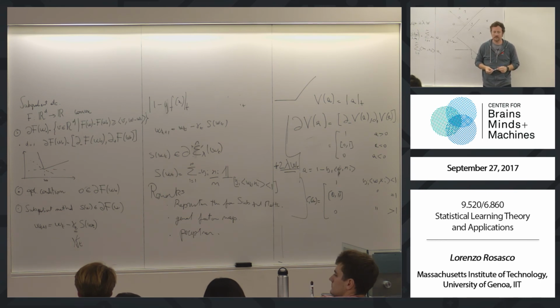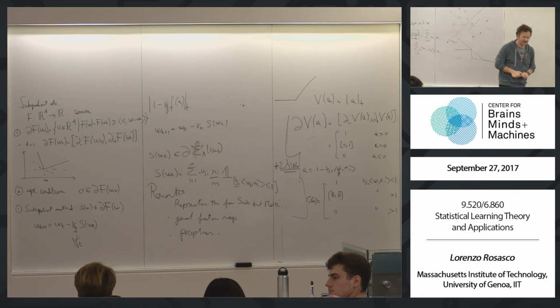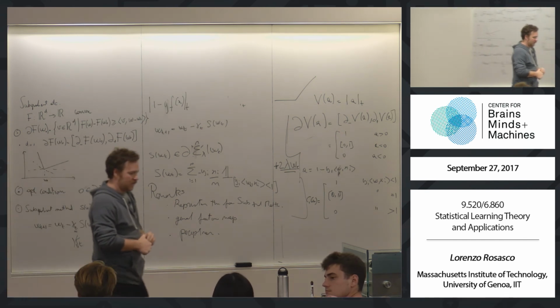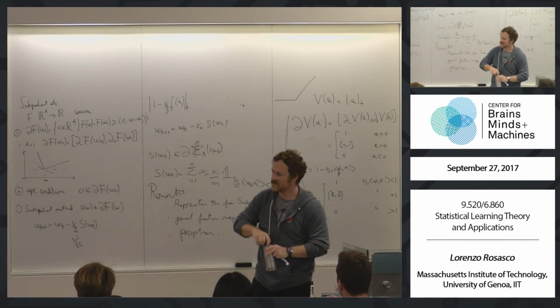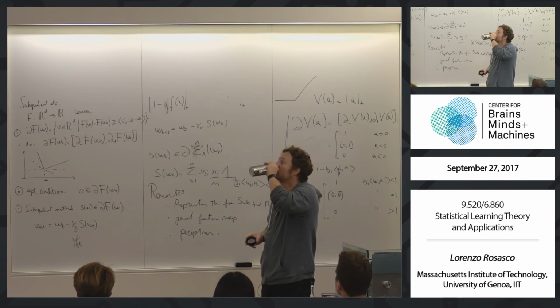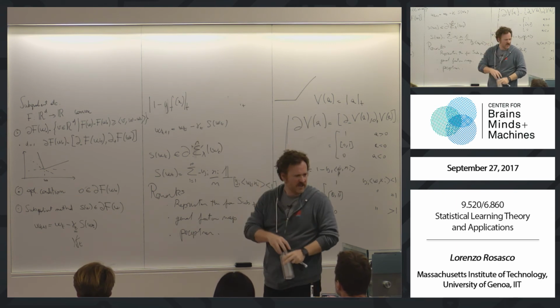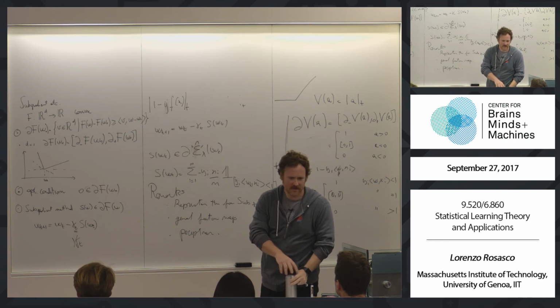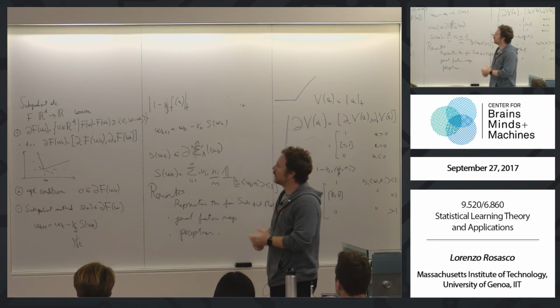Okay. Anything else? Okay, so this is the 9520 version of SVM. Or 6680, that way. What do we want to do next?